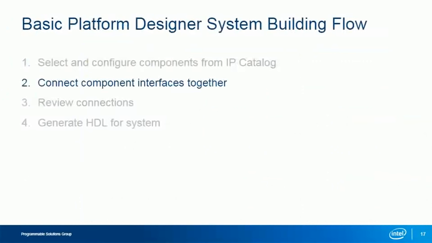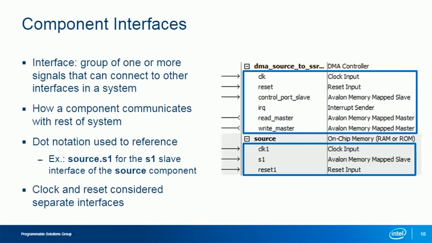Next, use one of the many ways available in Platform Designer to connect the component interfaces to each other. When you add a component to your system, the System Contents tab displays all of the interfaces for the component. Each interface is a separate grouping of one or more signals that a component uses to communicate with other components in the system. Most, but not all, component interfaces need to be connected. Some unused interfaces can be left unconnected. This is evaluated on a component-by-component basis.